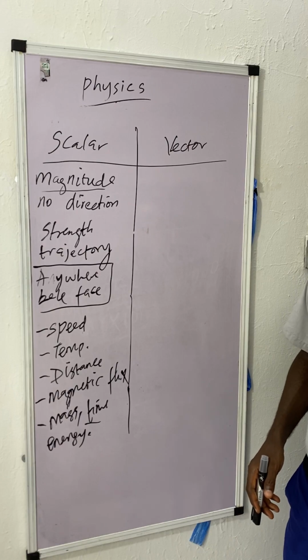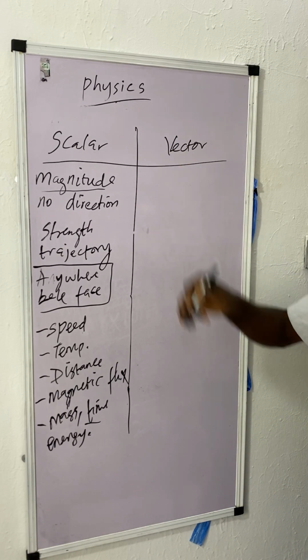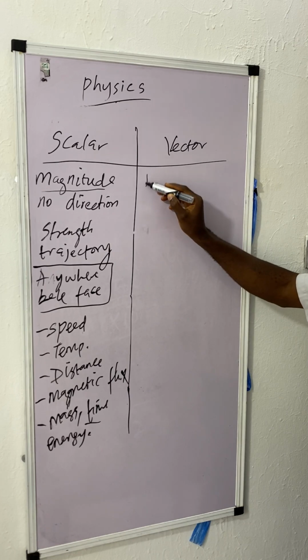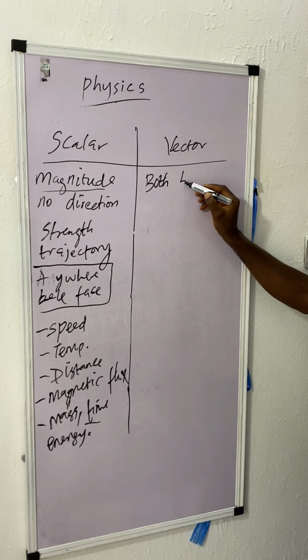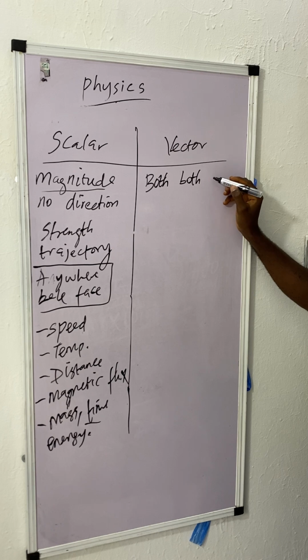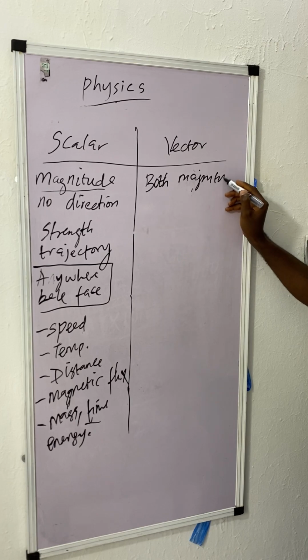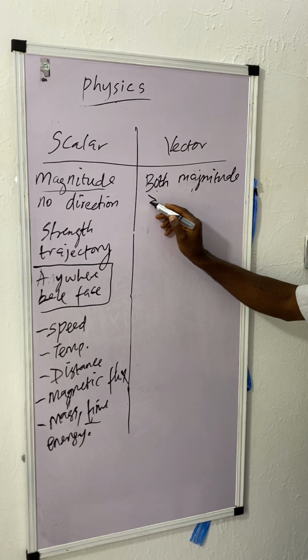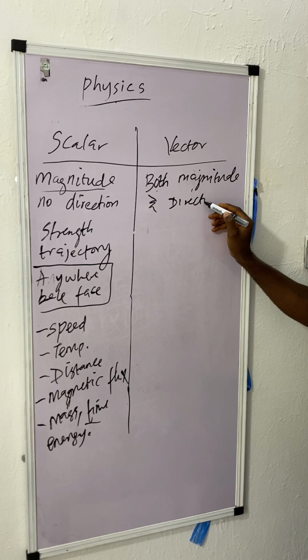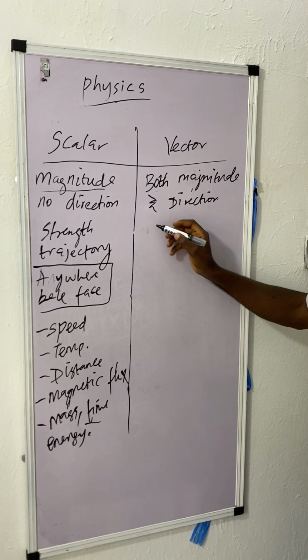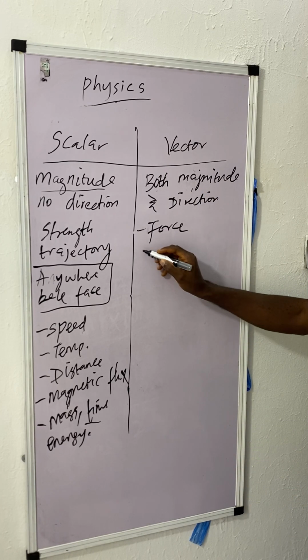Then looking at vector quantity, by contrast, it is a physical quantity that has both magnitude and direction. It has both. So looking at the examples here, we have force. We have displacement.